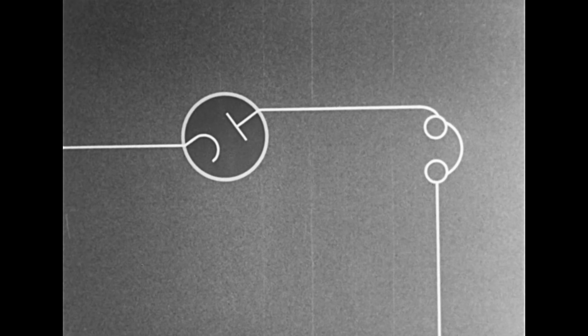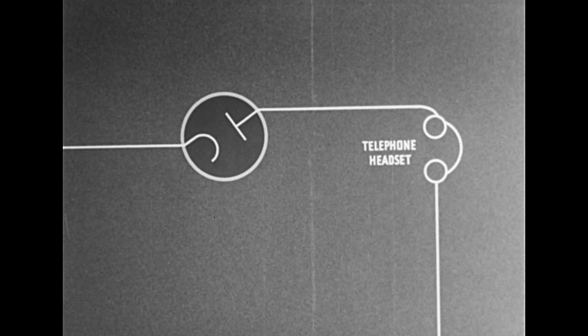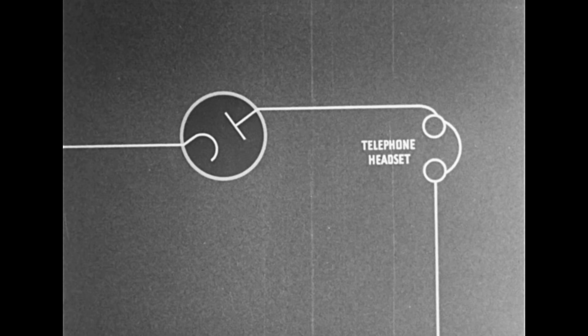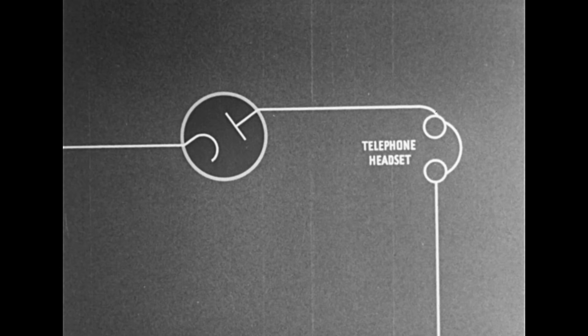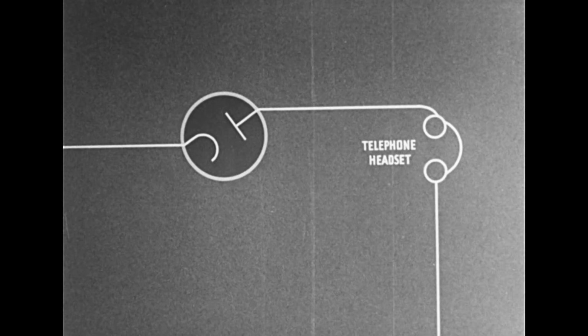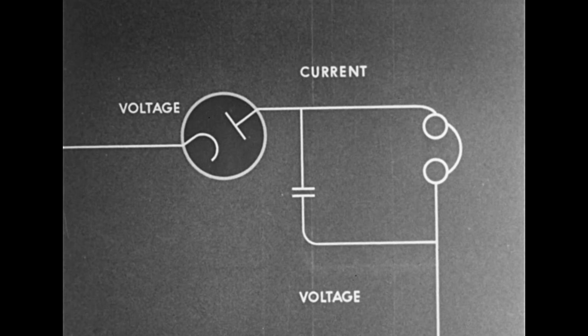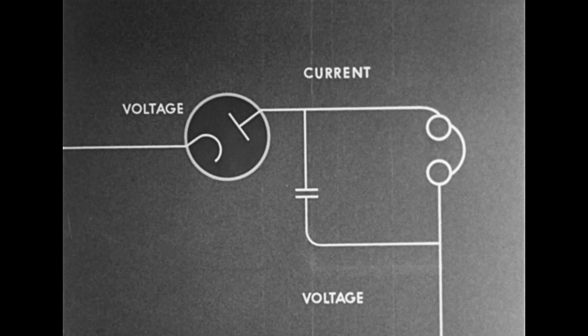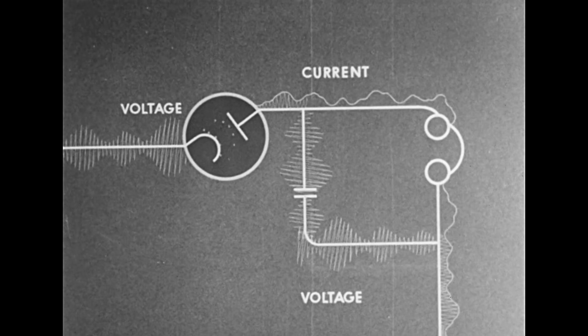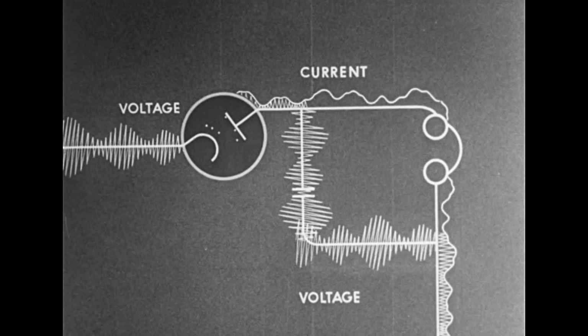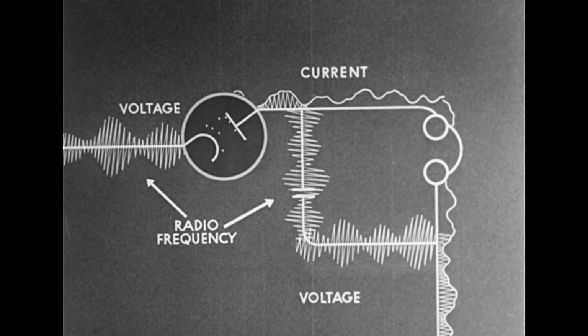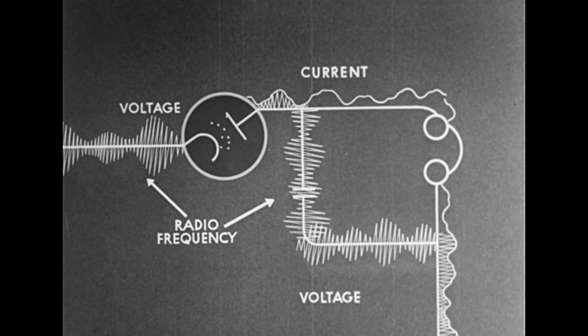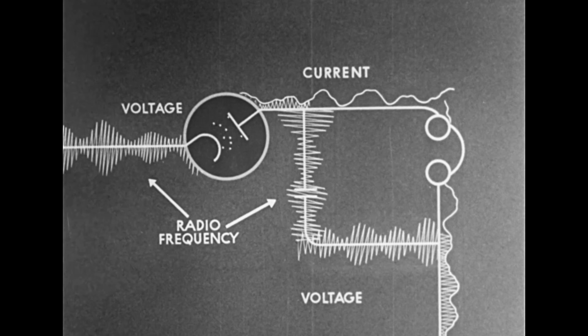A headset placed in series with the plate of a diode tube in a radio circuit will enable a signal to be heard. The output of the diode tube is pulsating direct current containing certain radio frequency components. The radio frequency is bypassed by the condenser, while the audio frequency current passes through the headset, resulting in an audible sound.